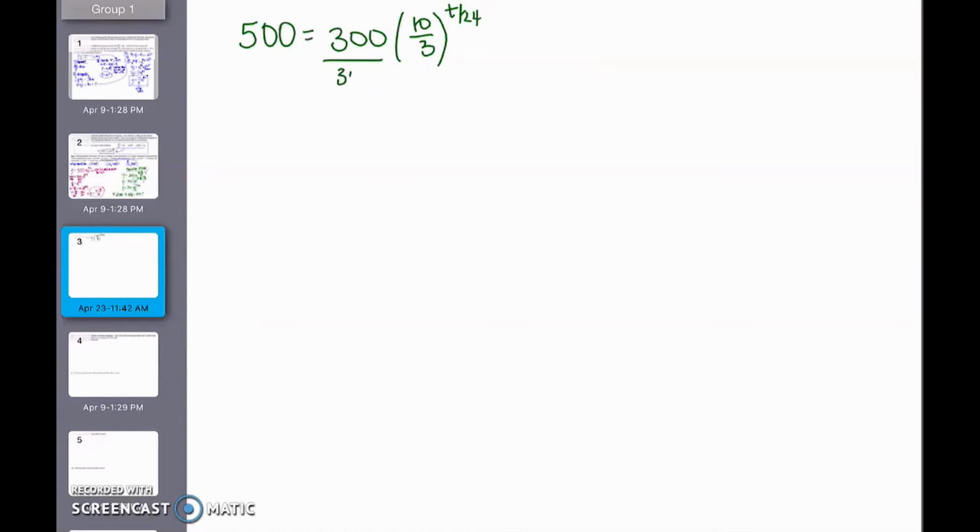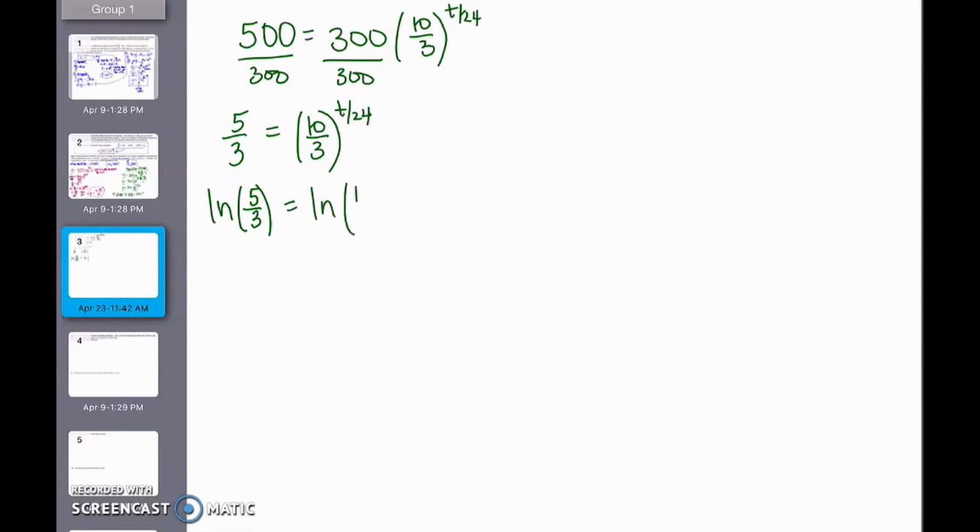First thing I'm going to do is divide both sides of the equal sign by 300. That's going to give me 5/3. So now I have 5/3 equals 10/3 to the t over 24 power. Next thing is I need to get that t out of the exponent. So in order to do that, I'm going to take the natural log of both sides. So natural log of 5/3 is equal to natural log of 10/3 to the t over 24 power.